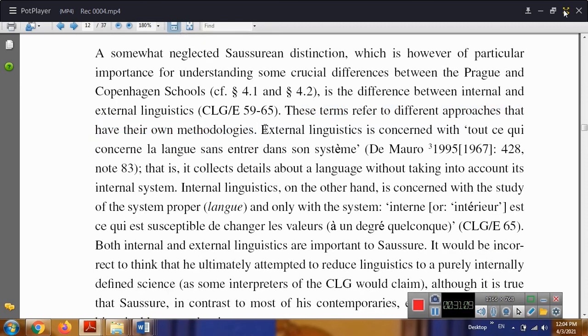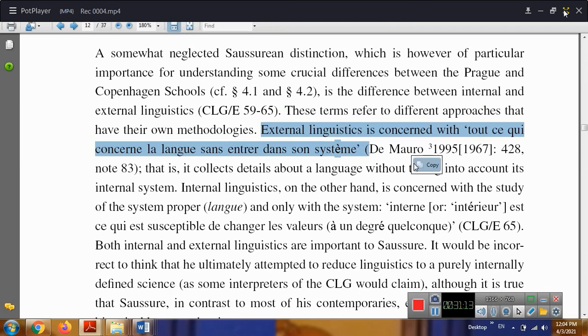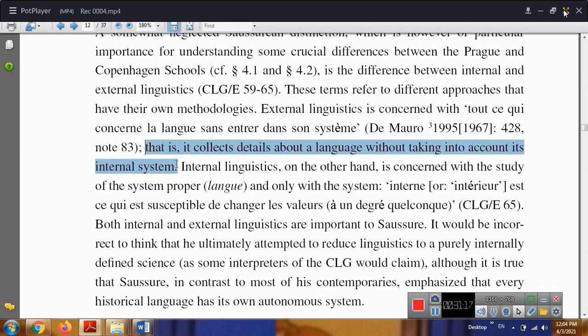These terms refer to different approaches that have their own methodologies. External linguistics is a French term, and I gave its English counterpart. External linguistics collects details about a language without taking into account its internal system.